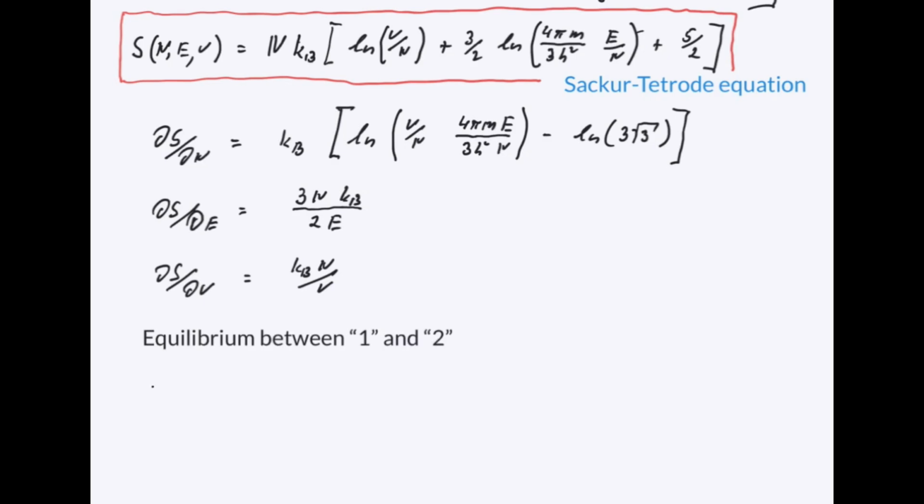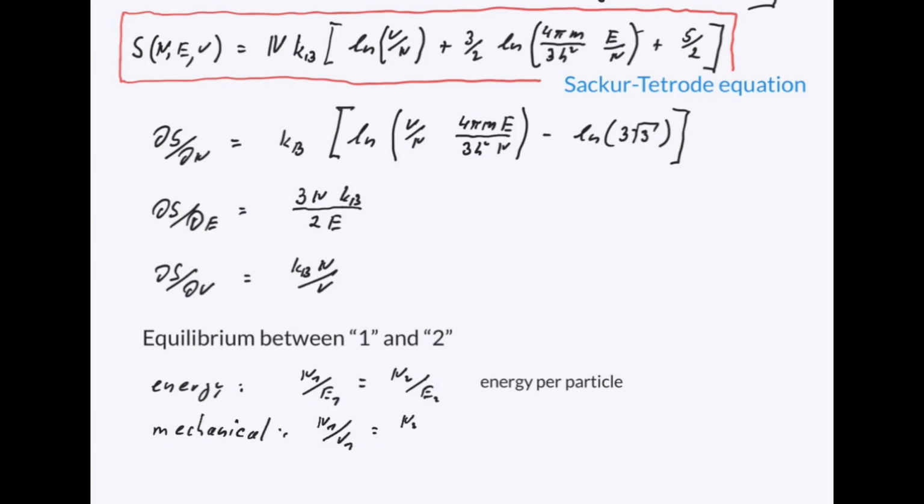Now, for equilibrium between two systems, 1 and 2, we have to consider these derivatives. Let's look first at the energy term. Two systems in equilibrium requires that the ratio N1 divided by E1 should be equal to N2 divided by E2. In physical terms, this means that the energy per particle in both systems should be the same. Likewise, if we now look at the mechanical equilibrium, which means that we look at the volume term, what we get is that the particle density in the two systems has to be equal.